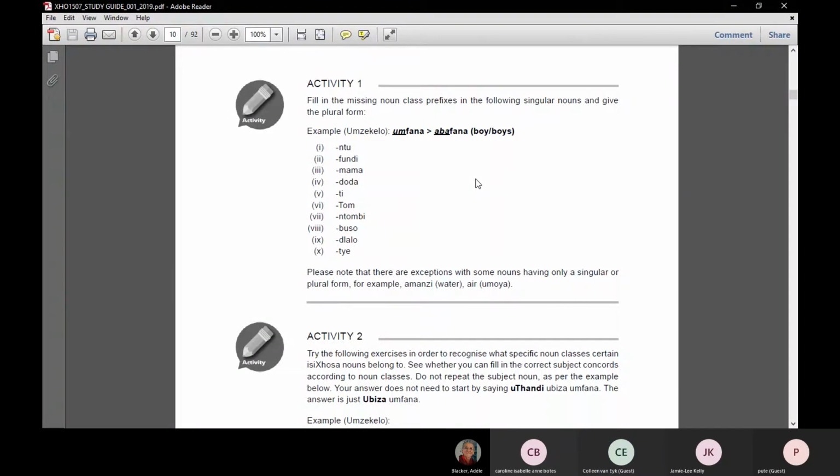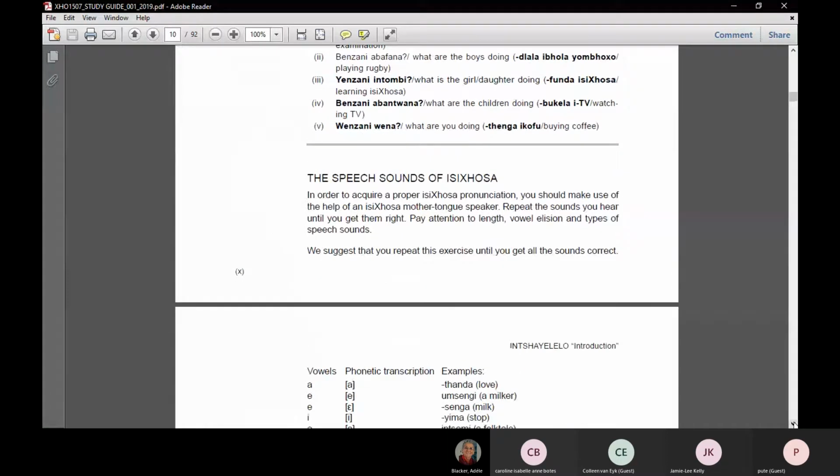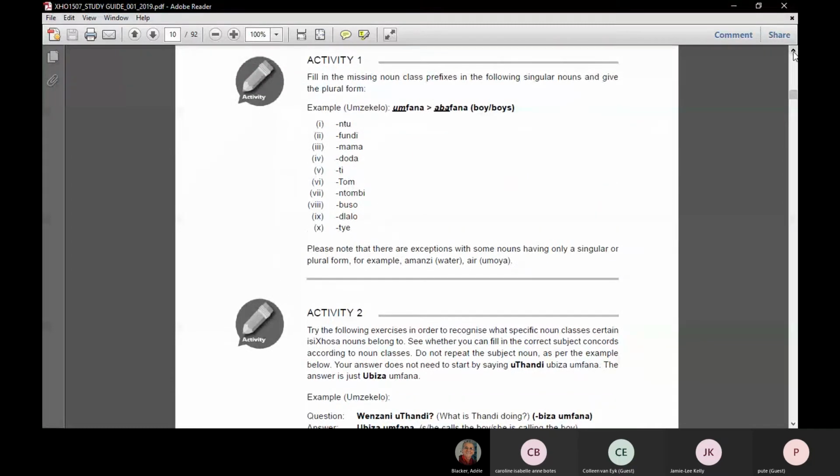Remember this past Monday, 3 days ago, we said we were gonna do all the activities in the study guide, right? Okay. Let's start with activity 1, in the introduction section, page 10, X in Roman numerals. The instruction says fill in the missing noun class prefixes in the following singular nouns and give the plural form. The example, umfana, the prefix is um; abafana is plural, the prefix is aba.